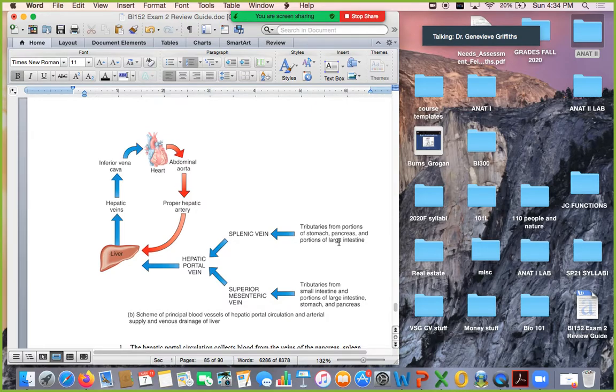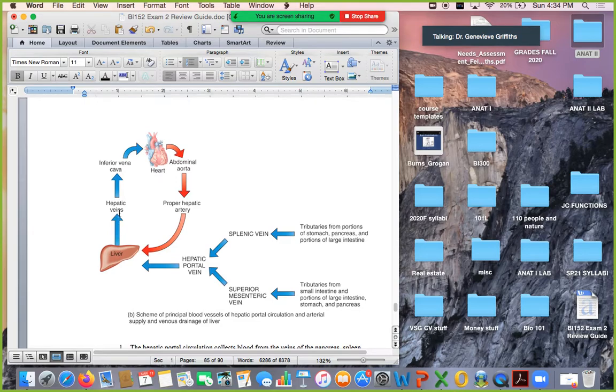Remember, this is all some things that are going to be occurring with digestion, as well as from here, small intestines, portions of large intestine, stomach, and pancreas. These are coming in from the superior mesenteric vein as well as the splenic vein, coming into the hepatic portal vein. So those are going to drain together into the hepatic portal vein, which feeds into the liver. The liver is also going to be fed straight off of the abdominal aorta through the proper hepatic artery into the liver.